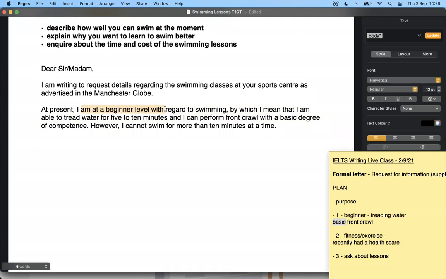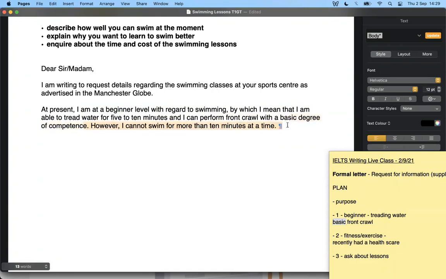So this is sort of saying what we can do and what we cannot do. Instead of just saying we're at a beginner level, we're giving more details regarding that stage, because one person might say they're a beginner, another person might also say they're a beginner, and have totally different skill sets. So it's important to be a bit more specific. And also, just because we want to develop the paragraph, we want to show our ability to use a range of vocabulary when it comes to swimming.